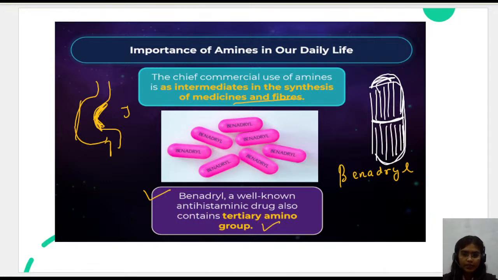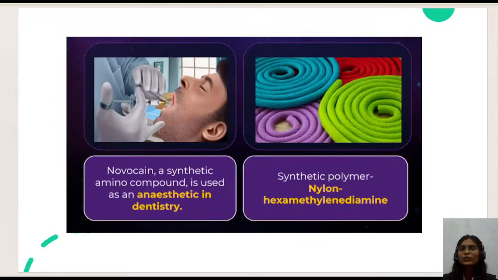That's enough for a math student. Otherwise, it's a very important topic in biology, right? It's simple, no need to dwell on this. The observation is that in an antihistamine drug, if you want to suppress the acidity, we use a tertiary amino group. That's it. Now let's see more uses. Look at this. This is Novocain. What is Novocain?